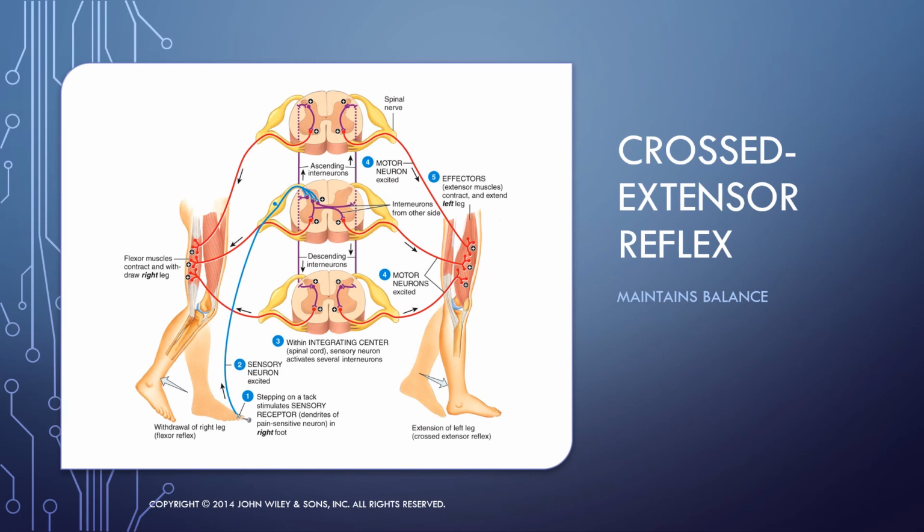Something else might happen also when you step on a tack. You might start to lose your balance as your body weight shifts to your other foot, to your left foot in this case. Now, besides initiating the flexor reflex that causes you to withdraw your limb, as we saw in the last slide, the pain impulses from stepping on the tack also cause this crossed extensor reflex. And this helps you to maintain your balance when you tear your foot away from that painful stimulus. Unlike the flexor reflex, which is an ipsilateral reflex, the crossed extensor reflex is a contralateral reflex.